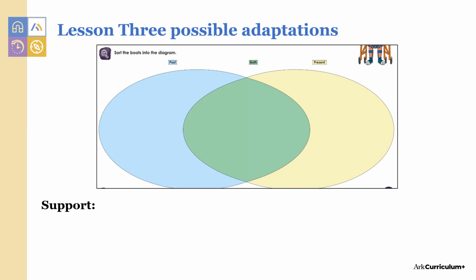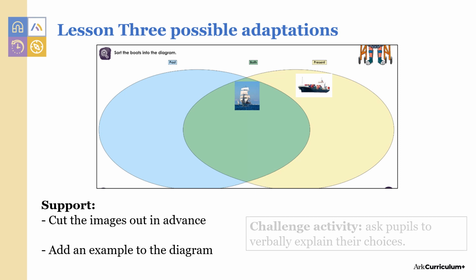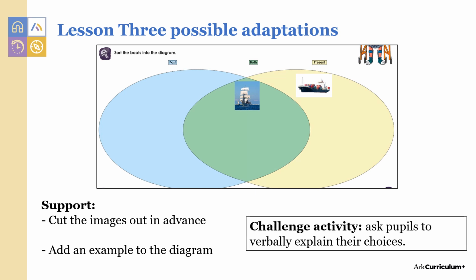In lesson 3, pupils need to sort the boats into the diagram: past, both, or present. Support pupils again by cutting the images out in advance and adding examples to the diagram. Challenge pupils by asking them to verbally explain their choices.